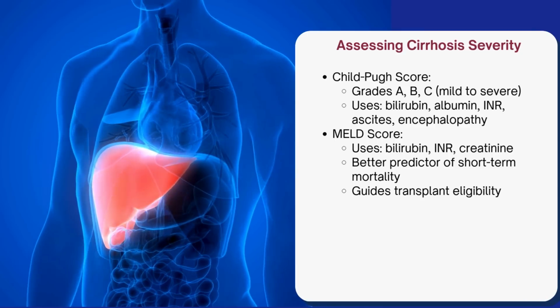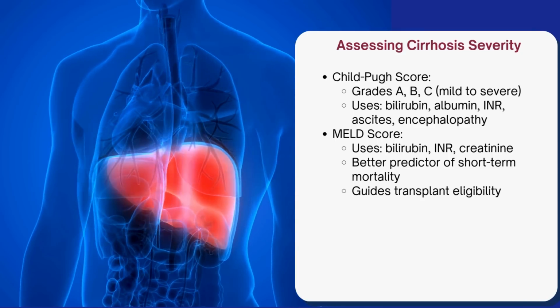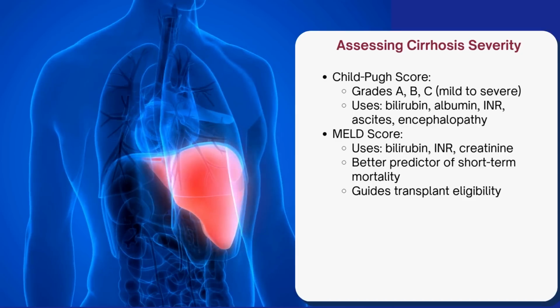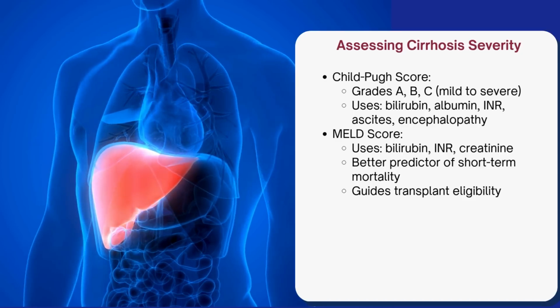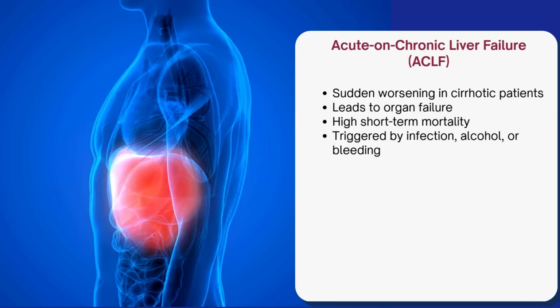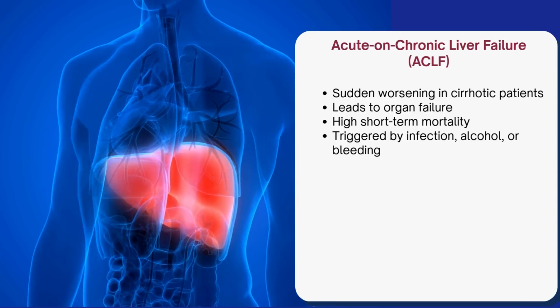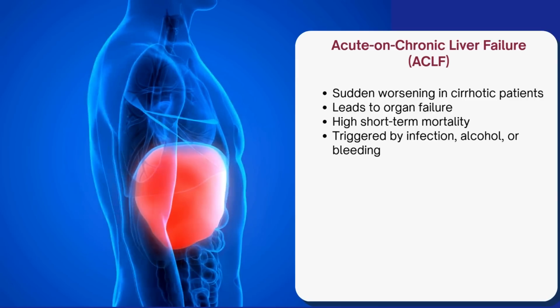The Child-Pugh and MELD scores help assess severity and determine transplant eligibility. MELD uses bilirubin, INR, and creatinine and is considered superior for short-term prognosis. Next is acute on-chronic liver failure, or ACLF, an abrupt worsening of cirrhosis with organ failure. It carries a high short-term mortality.